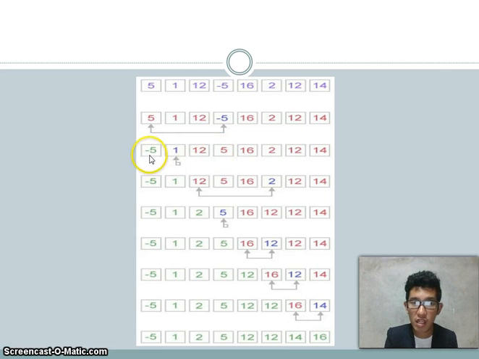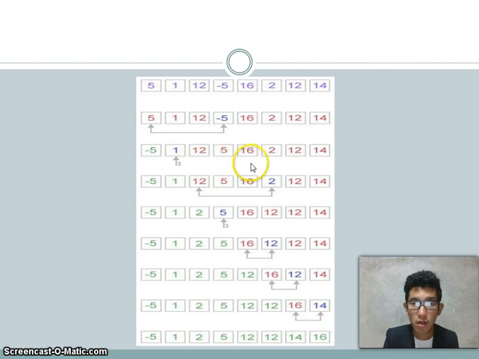So, i-check ulit natin yung numbers. Negative 5 and 1 sorted. 1 and 12 is sorted. 5 and 16 is sorted. 16 and 2 is unsorted. 2 and 12 is sorted. 12 and 14 is sorted.